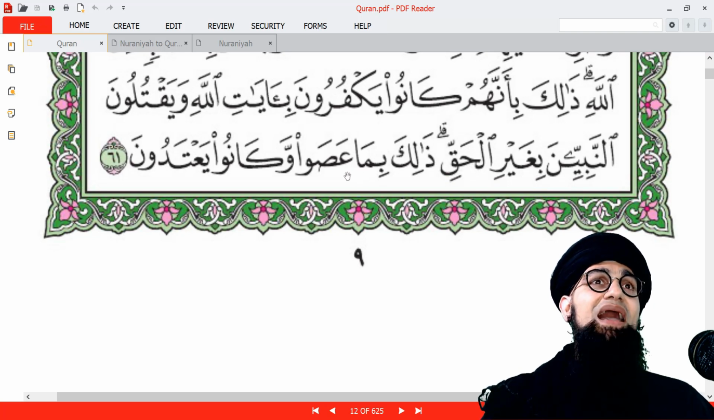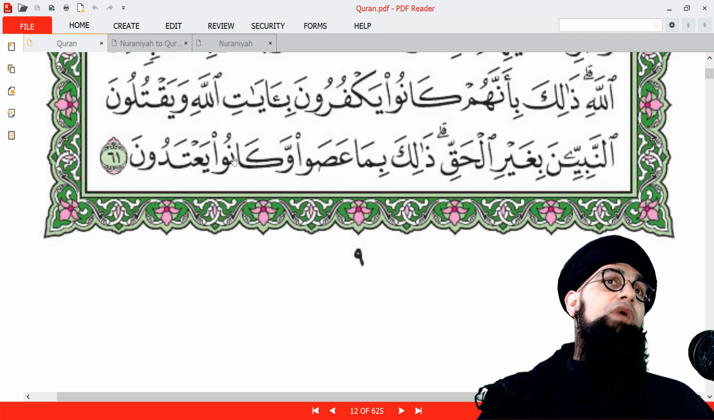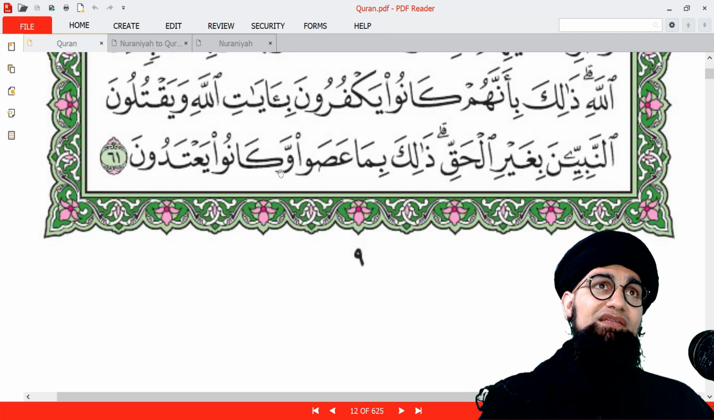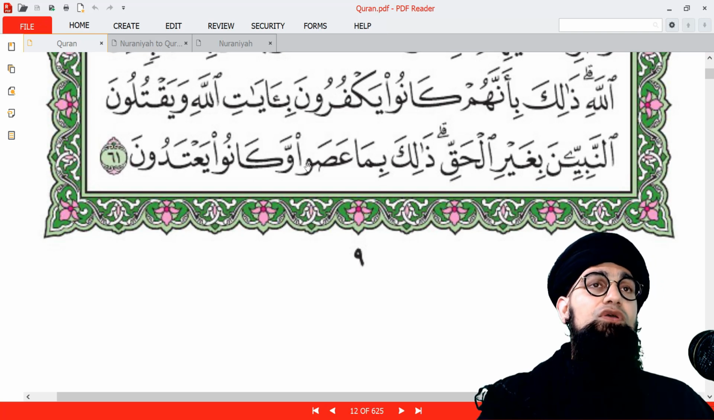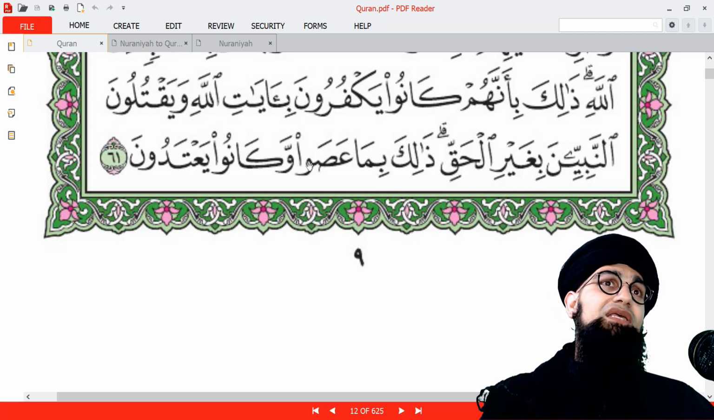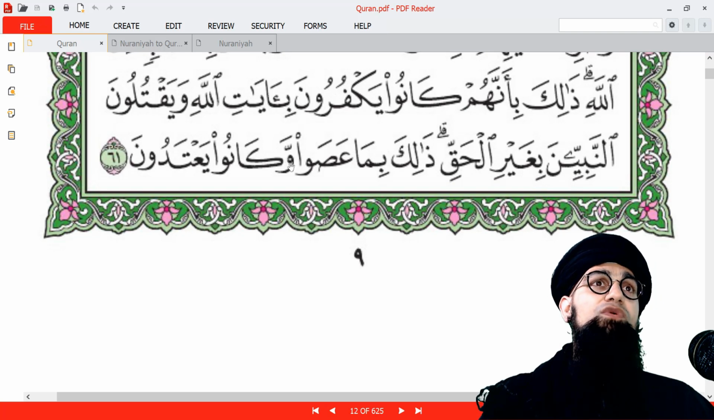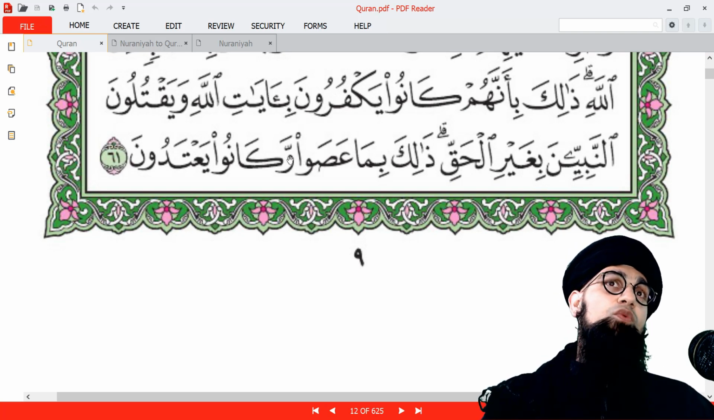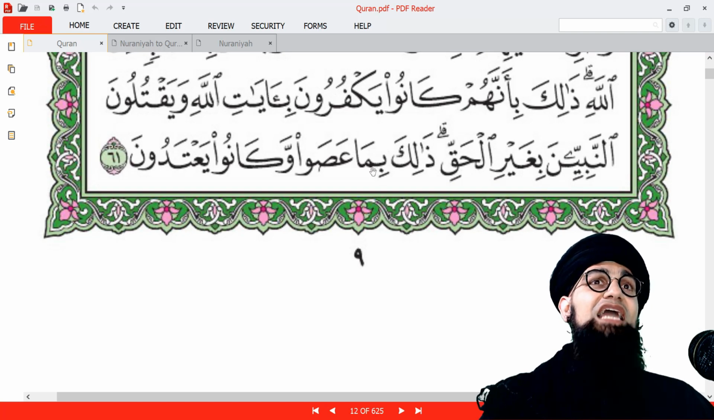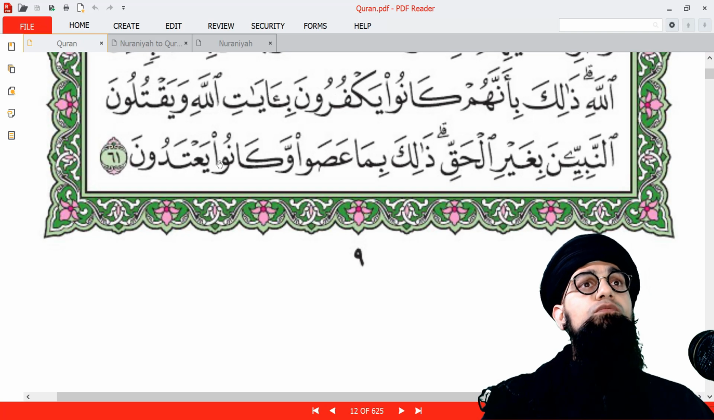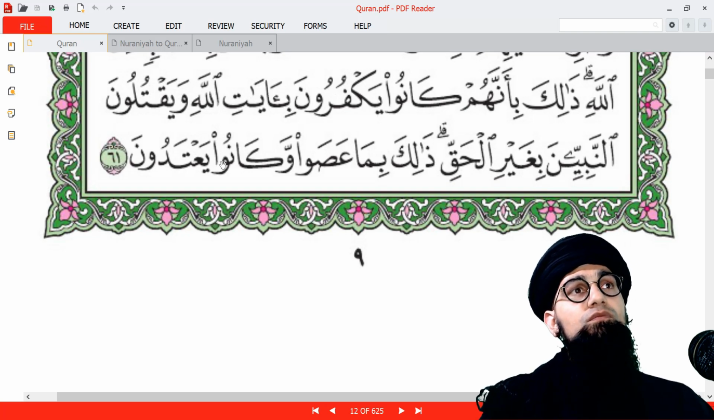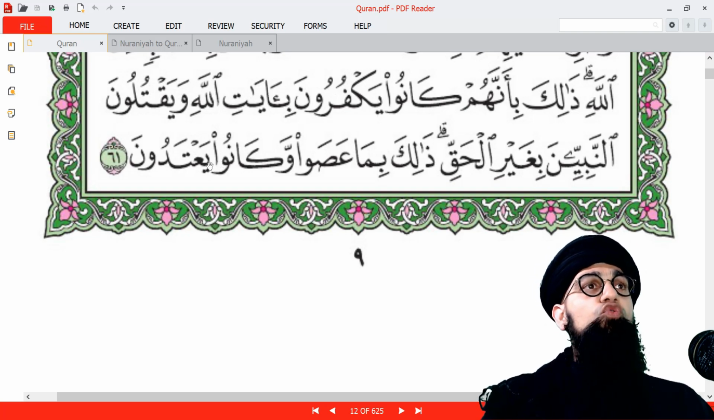ذلك بما عصوا وكانوا. Remember I told you when there's two same letters that appear together, the sukoon one is pulled into the one with the haraka. Here you have waw being pulled into another waw. ذلك بما عصوا وكانوا يعتدون.